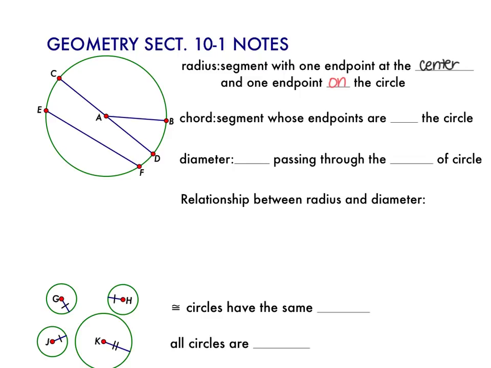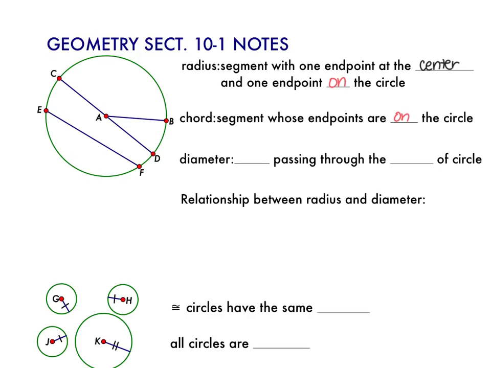But then there's one you might not know, which is a chord. That's a segment whose endpoints are on the circle. So both endpoints are on the circle. EF is a chord because E and F both are on the circle and they're connected, and it's within the same circle. They're connected, so that segment is called a chord.